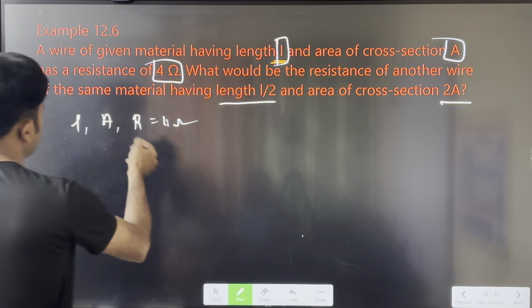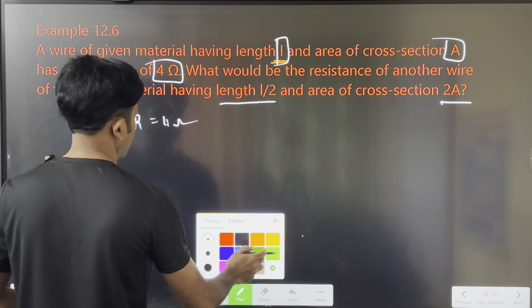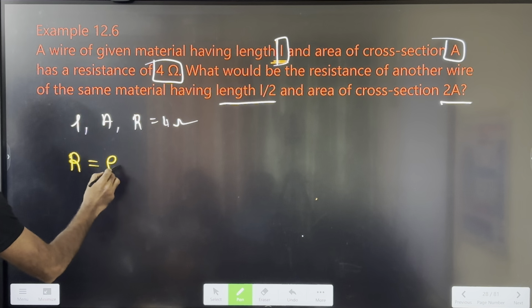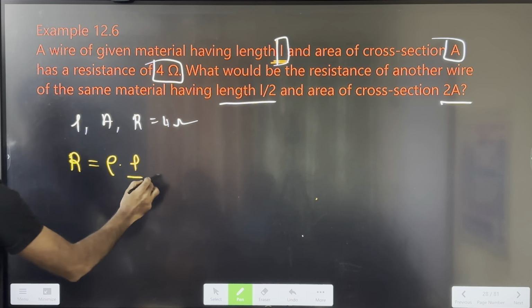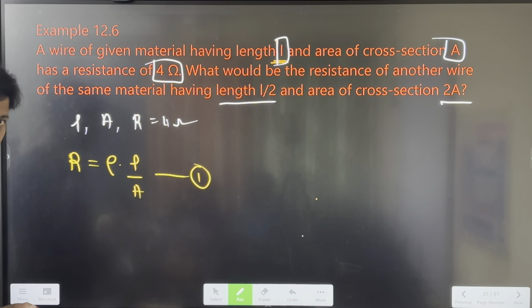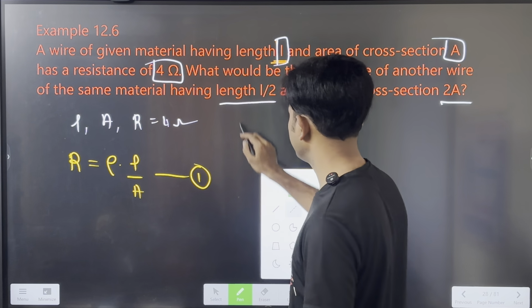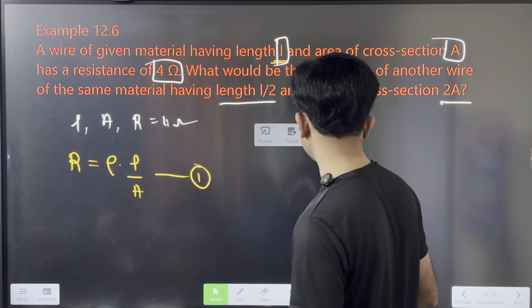How much will it decrease? Okay, let us find out. So what is the resistance value? Resistance equals rho into L by A. Let us say this is equation 1. Now, what are the changes that have taken place here?